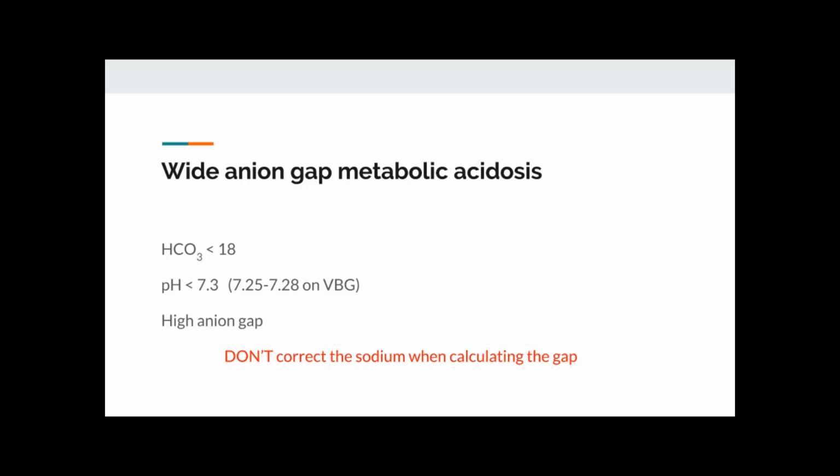First point is don't correct the sodium when you're calculating that anion gap. I've had two transfers from hospitals where they sent a patient thinking they had a really high anion gap because they corrected the sodium. This is wrong, because the actual body sodium is what is measured in the BMP. You don't have to correct. So when you measure your gap, use the sodium that's actually reported in the BMP. Don't correct the glucose.